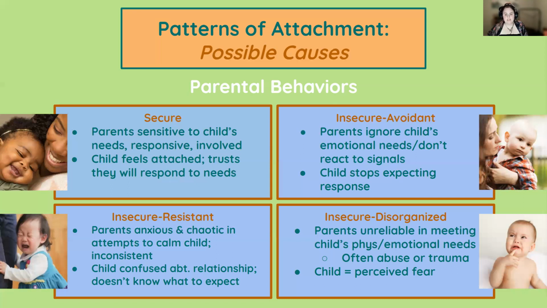So that leaves the child not knowing what to expect and not knowing whether their physical and emotional needs will be met. So the bottom line here is that the insecure attachment styles usually stem from a child's needs not being fulfilled in some way or another.